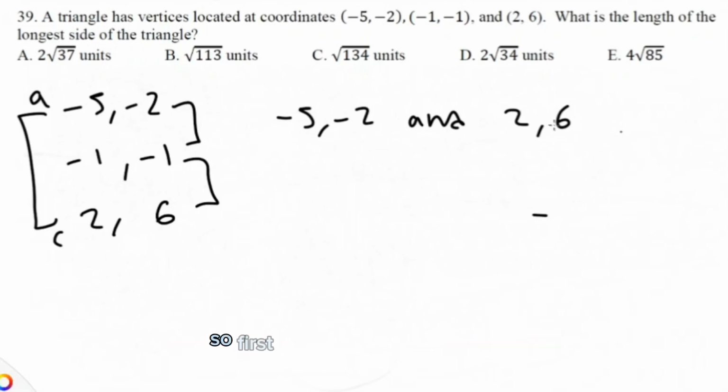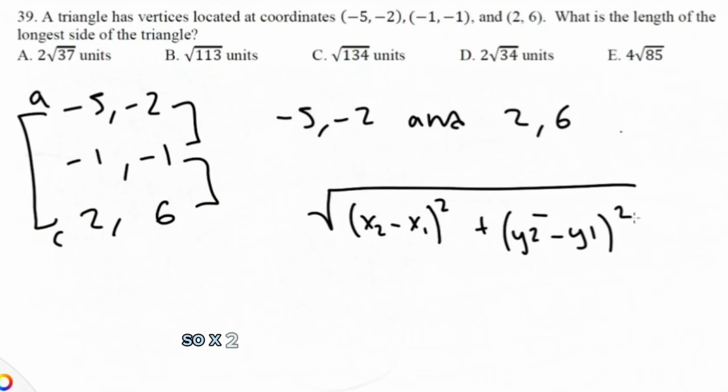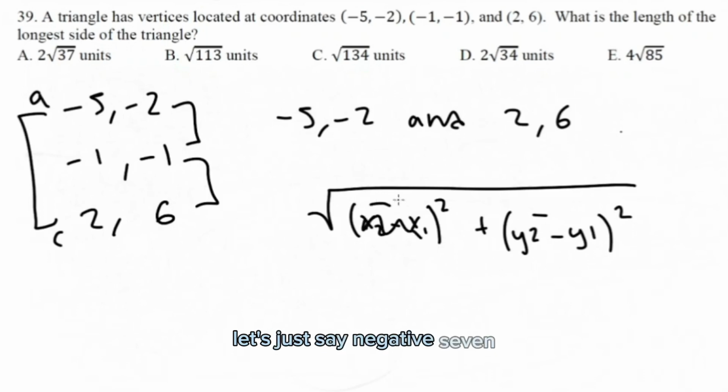So let's do that. So first, let's write out the formula. So it's just (x2 minus x1) squared plus (y2 minus y1) squared. Alright, so x2 minus x1, which is -5 minus 2. That's just -7. So it doesn't really matter what you choose, but it's -7 or 7. Let's just say -7. -7 squared is 49.